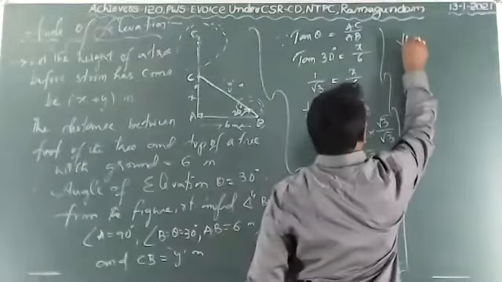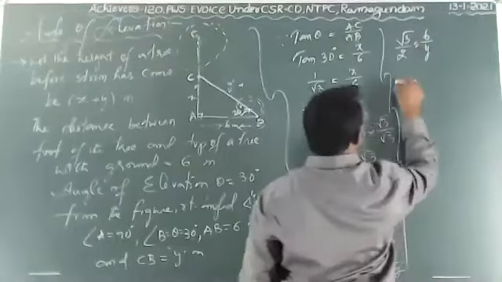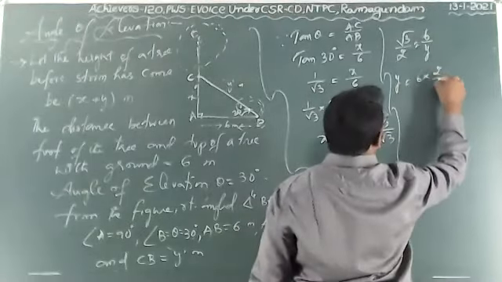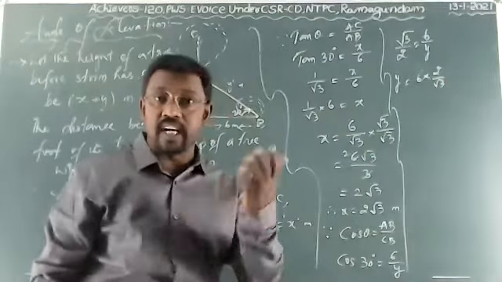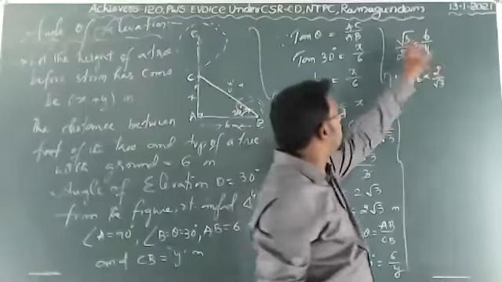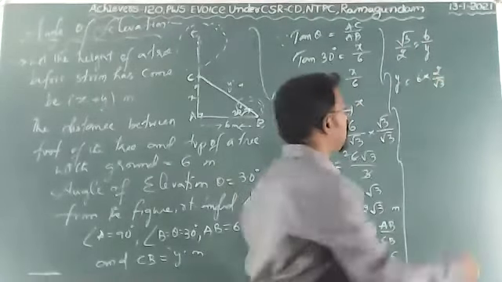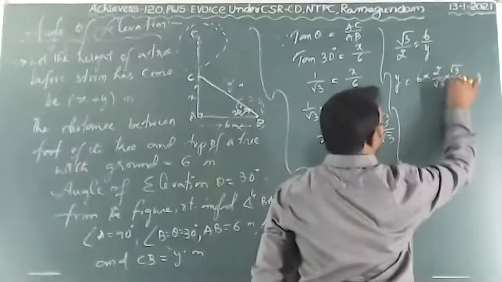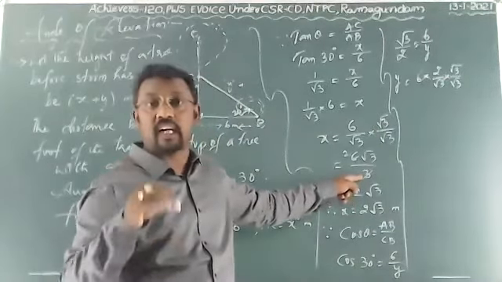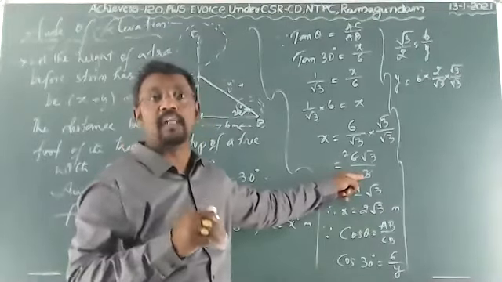Cos 30 value is root 3 by 2, equal to 6 by y. Bring y to this side, and root 3 by 2 to the other side. By multiplicative inverse, cross multiplication, y is equal to 6 into 2 by root 3. Do rationalization here, multiplying by root 3 by root 3. Already I said, you should not leave a root in the denominator; try to avoid the root value in the denominator as per the mathematical rules.